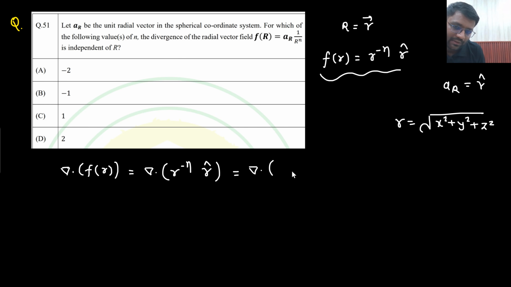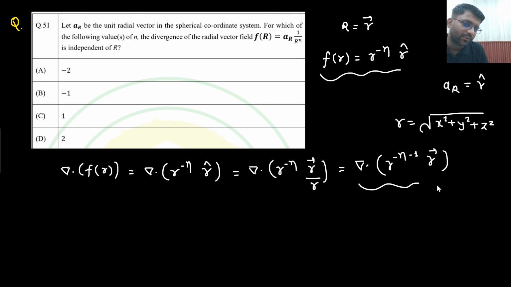So can I write it down in this manner? R to the power minus n. What could your r cap be written as? R cap could be written as r vector divided by magnitude of r. So it could be written as r to the power minus n minus 1 r vector. So this is what I am supposed to calculate. This is the scalar quantity.